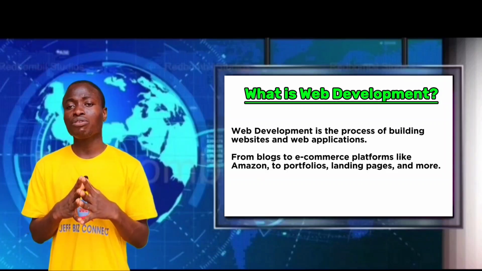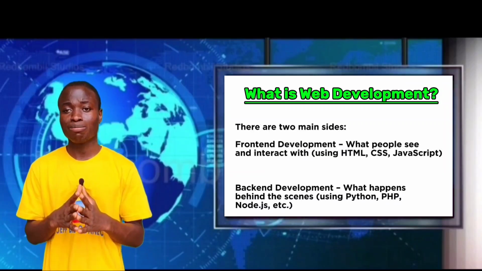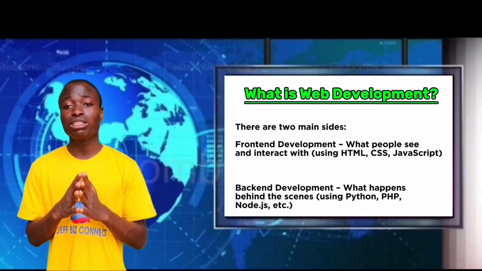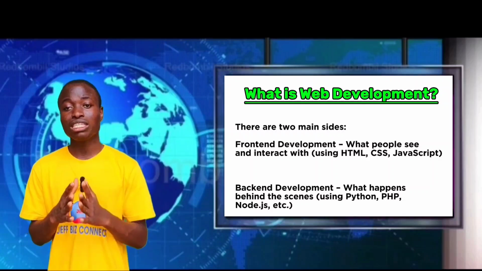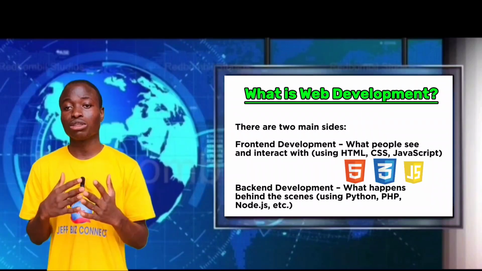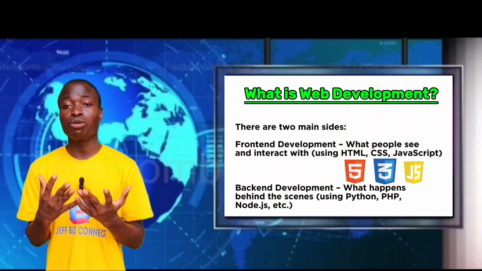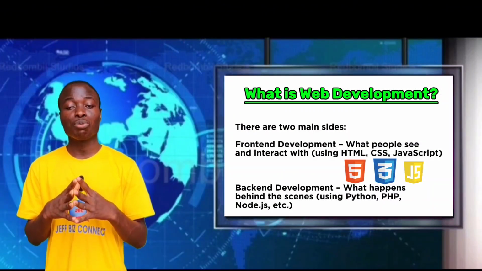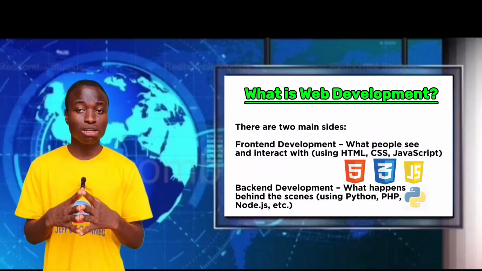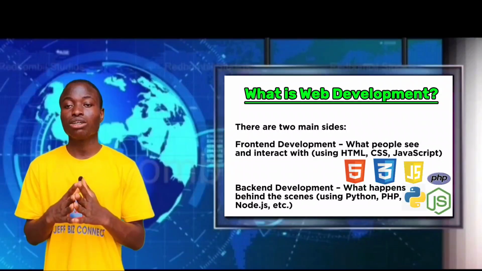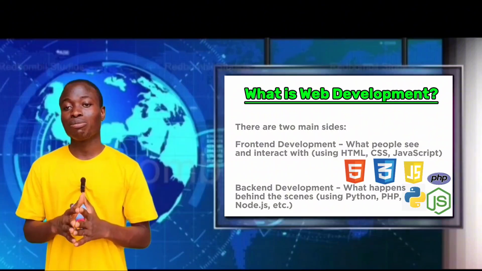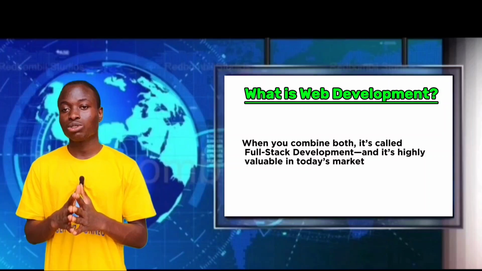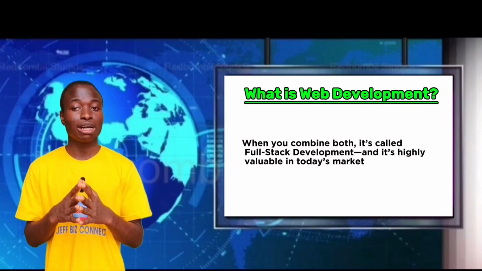All right. So now we have two forms of web development: front-end web development and back-end web development. For front-end web development, we majorly use three programming languages, which are HTML, CSS, and JavaScript. Those are the ones that deal with the interaction of the user with the website. And the back end is what is happening behind the scenes. For back end, we use programming languages like Python, PHP, and Node.js. The combination of both is called full stack web development. All right. So that is that concerning front-end and back-end web development.